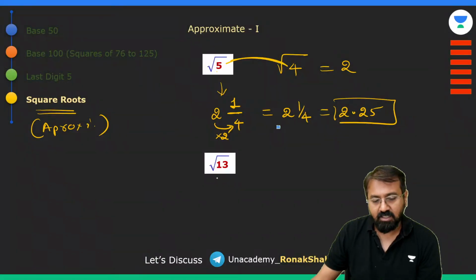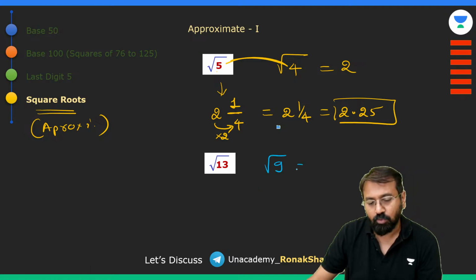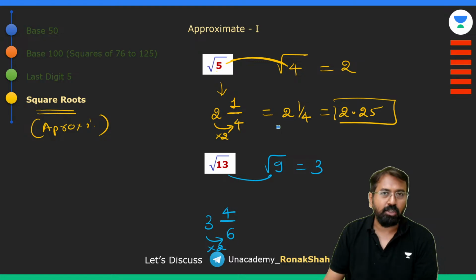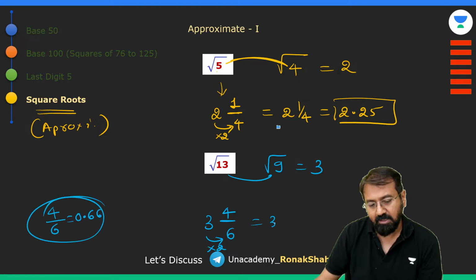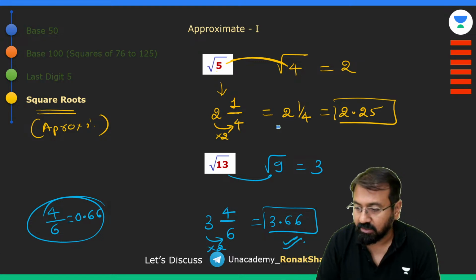Similarly, suppose guys, square root of 13. How will we find out square root of 13? So identify perfect square number close to that. It's 9. What is square root of 9? 3. So write down 3. And what is the difference of this to 4? And double of this. So it's 6. 4 by 6 is what? 0.66. Guys, 4 by 6 is 0.66. So this is going to be 3.66. Right. So square root of 13 is going to be 3.66. Just check on calculator.